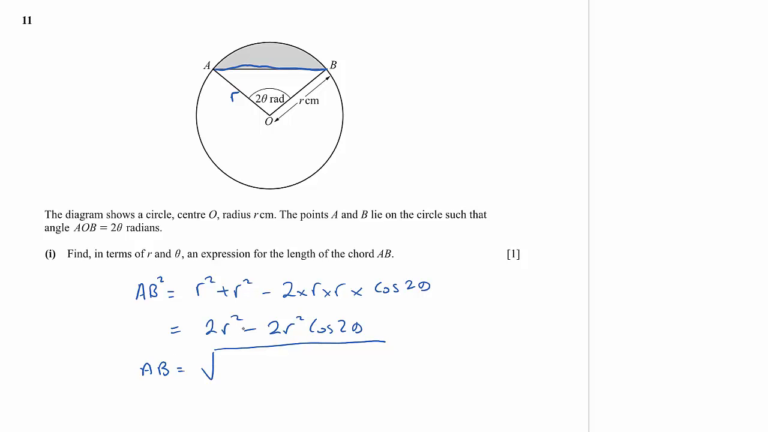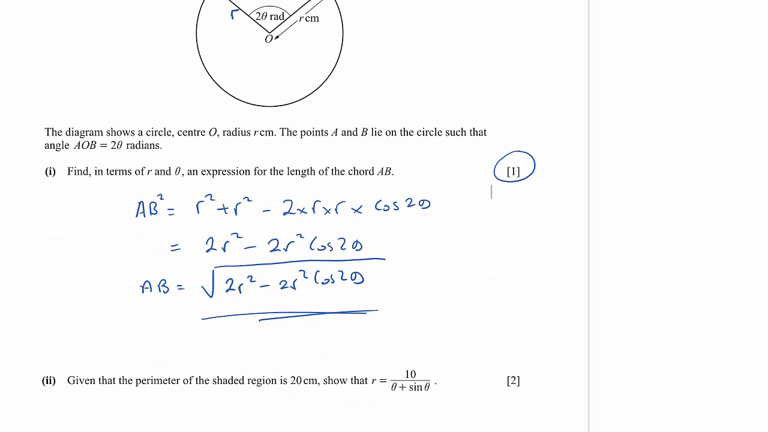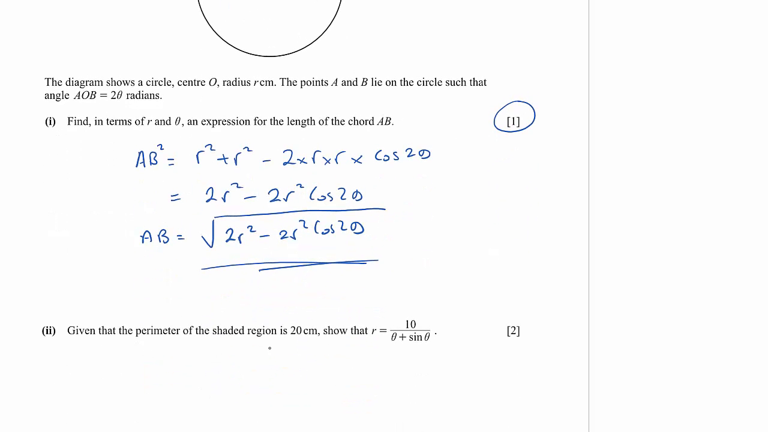We could take an r out of there, 2r squared minus 2r squared cos 2 theta. We could take r out, but I don't think it's worth it. It's 1 mark. Surely we've got that mark. Okay, so we're now given the perimeter of the shaded region is 20 centimetres. We want to show that r is equal to 10 over theta plus sine theta.